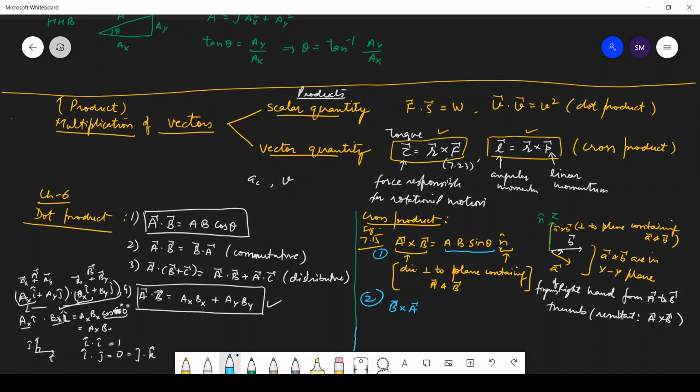So how will you make this figure if you want to make it? This is like your vector B, and this is vector A.